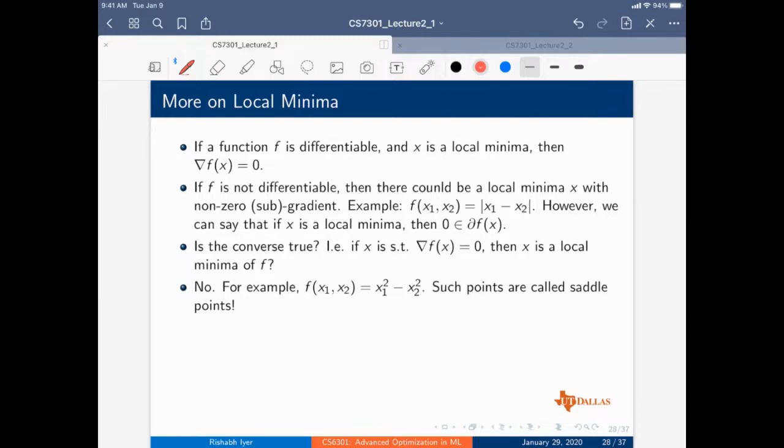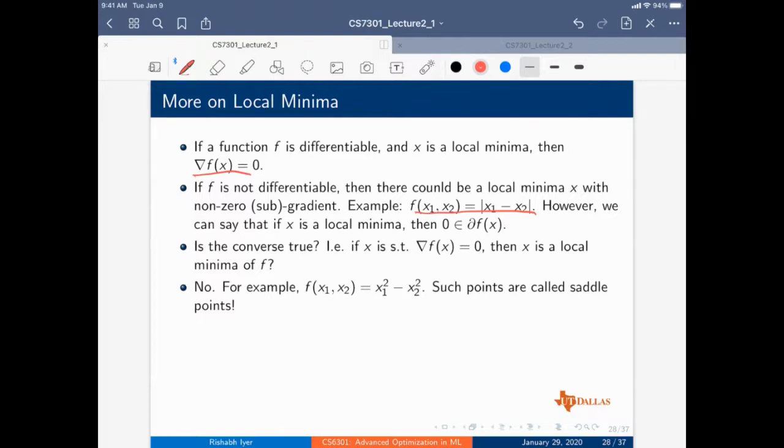So if a function f is differentiable, and x is a local minima, then the gradient of f at x is equal to 0. But if f is non-differentiable, then we could have local minima with non-zero subgradients. An example of this is f of x1, x2 equal to the absolute value of x1 minus x2. Again, at the point 0, which is a local minima, you could have non-zero subgradients.